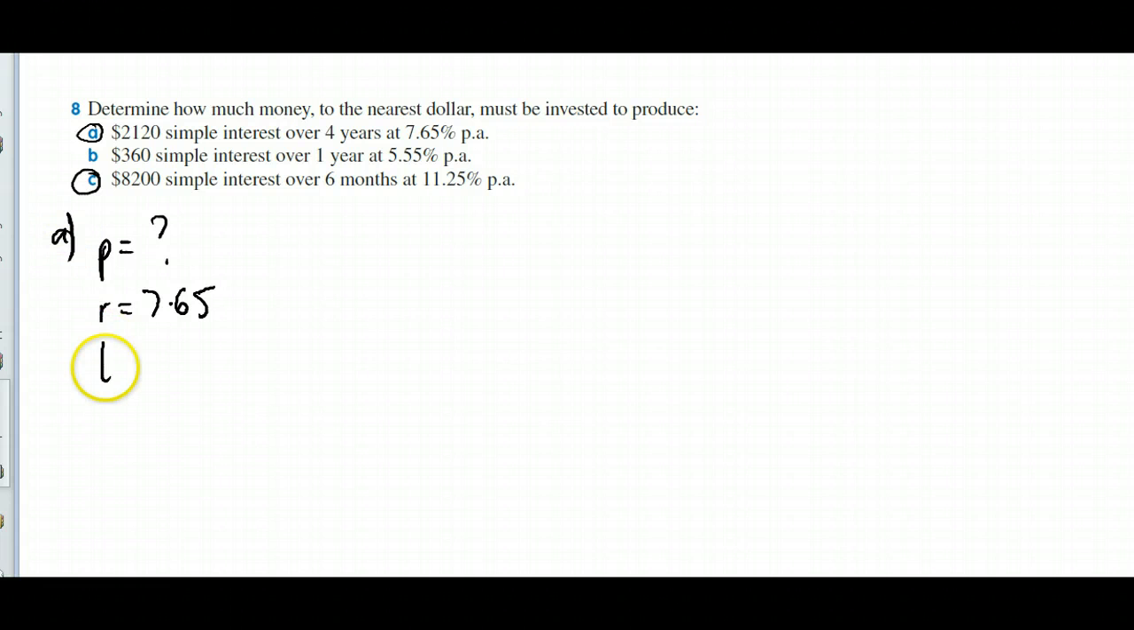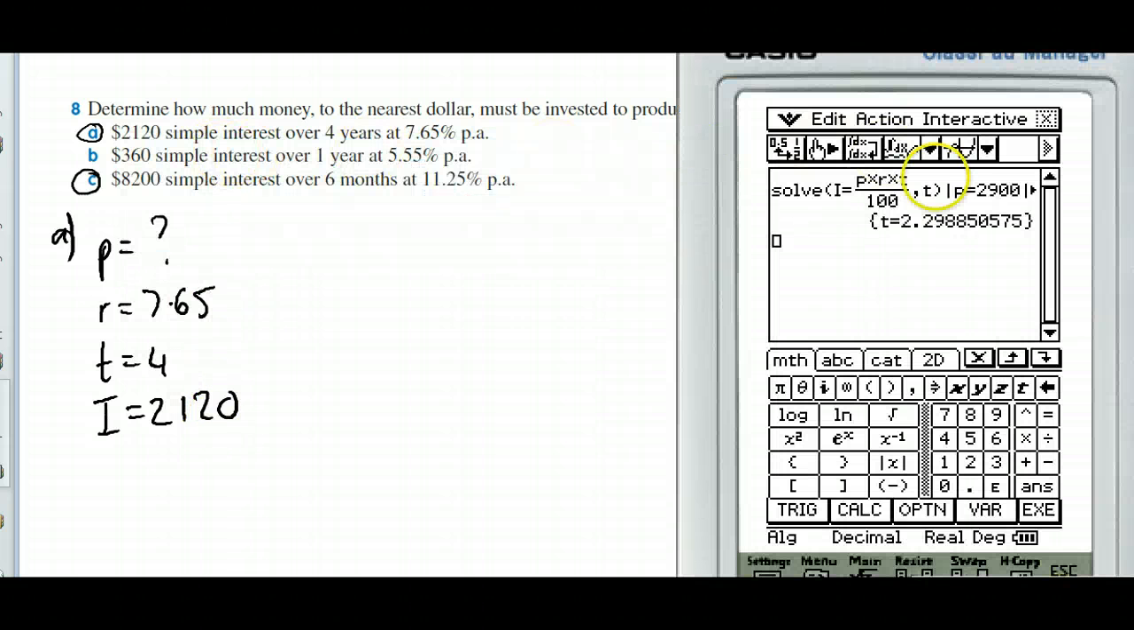Okay, in this question, we've got to determine how much money to the nearest dollar must be invested to produce the given interest. Let's do A and C. So we don't know the principal in this case. We're being asked to work out how much money we need to invest. What does the principal need to be? So that's what we don't know. We know R equals 7.65. This is for A. And we know that T equals 4 years. And we also know that I equals 2120. So let's put that all into the calculator.